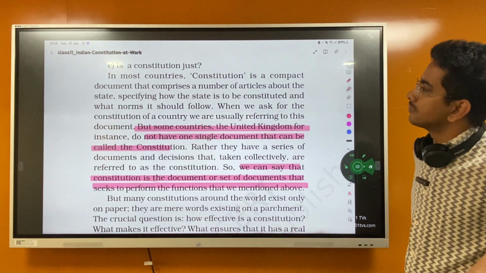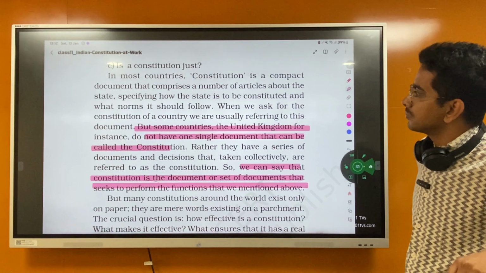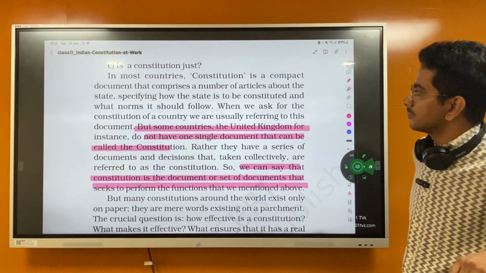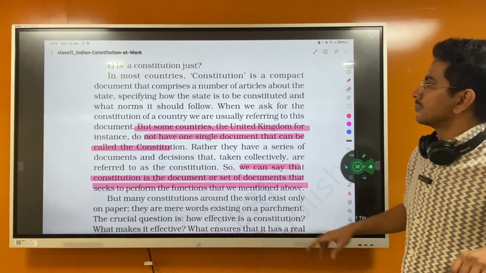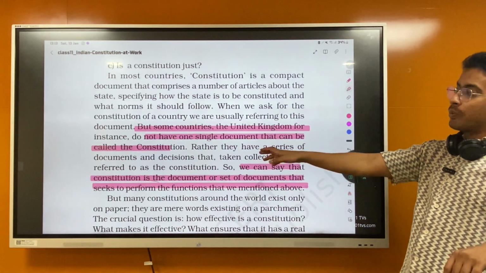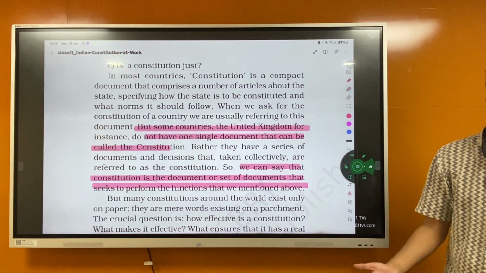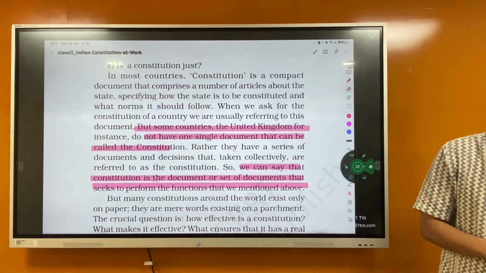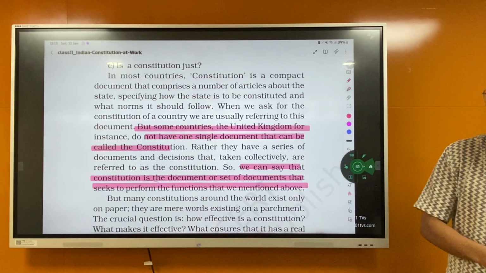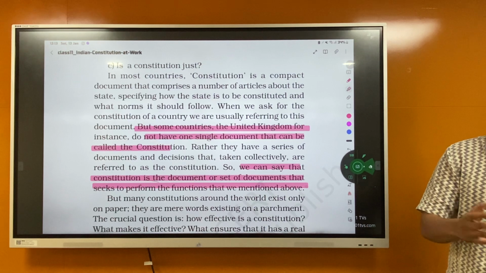When we ask for the constitution of a country, we are usually referring to this document, but some countries, the United Kingdom, for instance, do not have one single document. See, I've given you an example. They don't have a single document which can be called a constitution. They don't have a written form. So if it is asked which country doesn't have a written form? UK. They don't have a constitution itself.